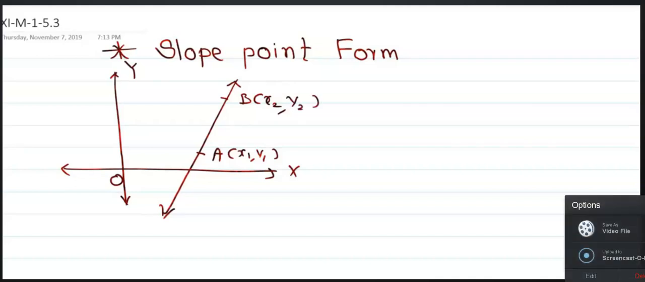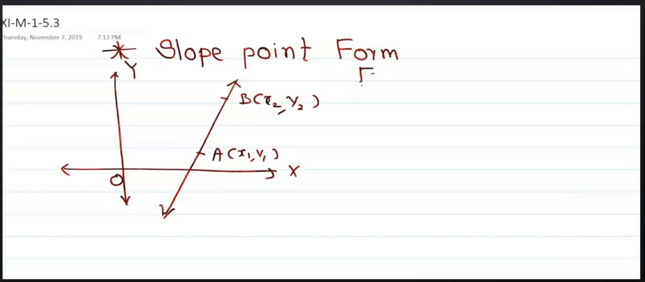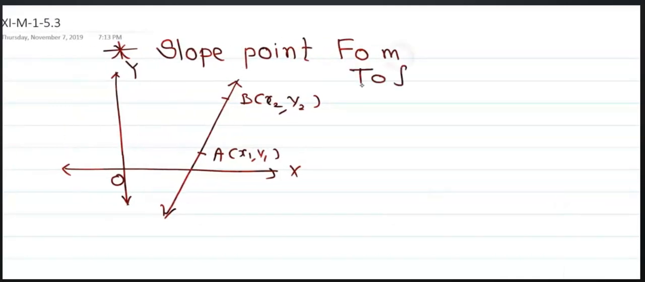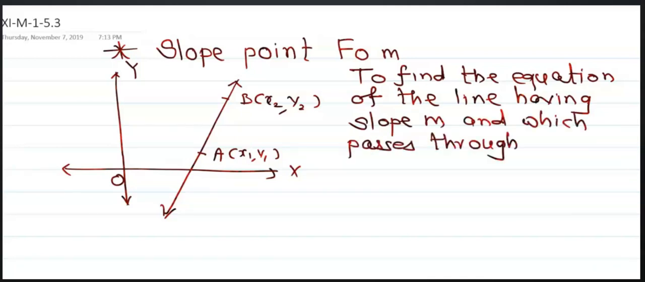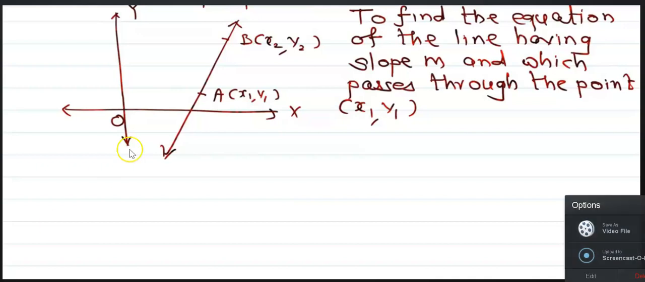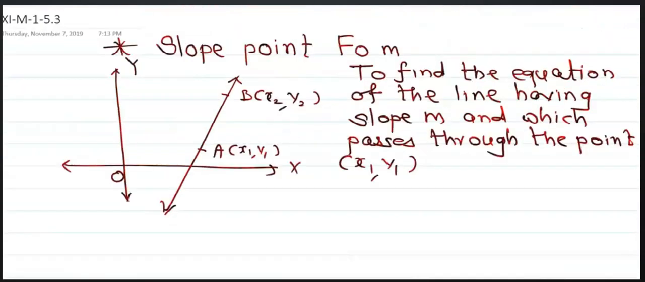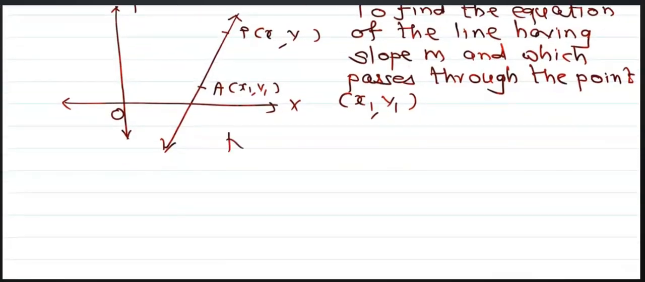Now, in the figure, to find the equation of the line having slope m which passes through the point x1, y1, that is, the slope of the line is m and that line passes through the point x1, y1, then the equation of the line is y minus y1.